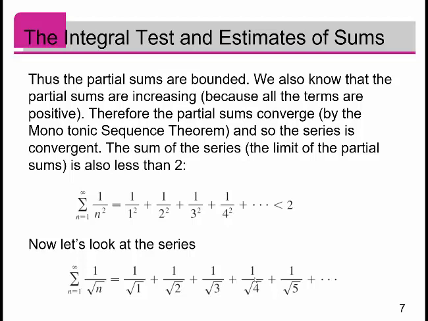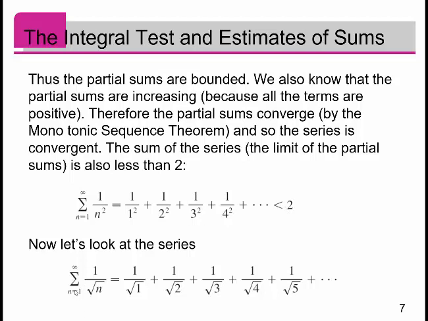So the sum of the series, the limit of the partial sums, is also less than 2. So we know that for the summation of this series, n equals 1, of 1 divided by n squared, we don't know what the sum is exactly, but we know that it's less than 2, so it has to be convergent. All right, so now let's look at this series.